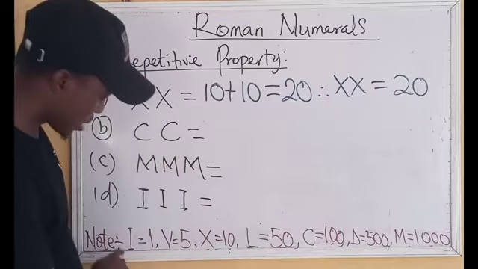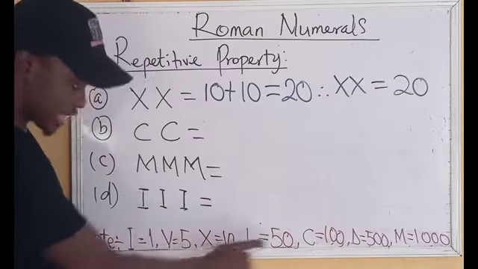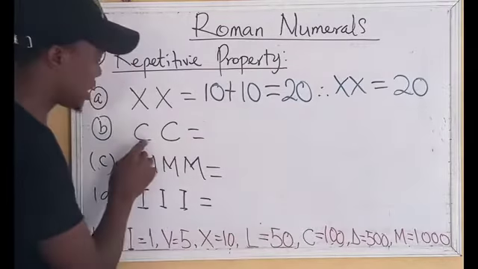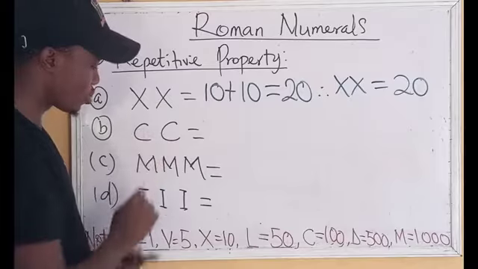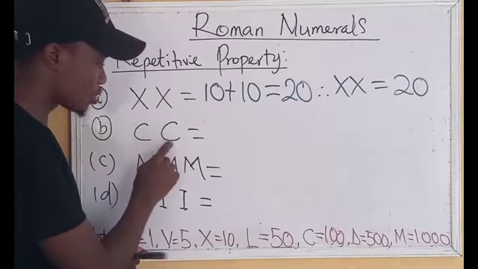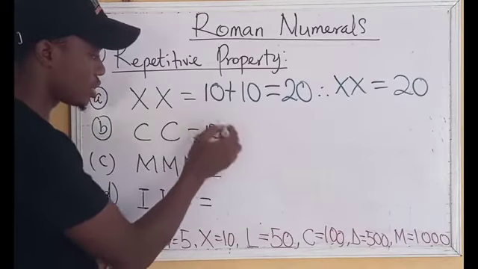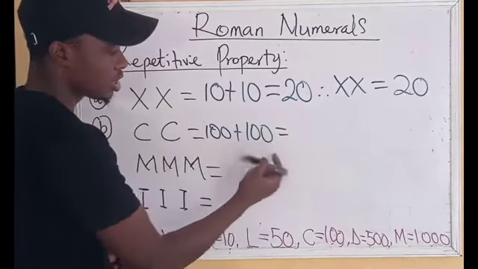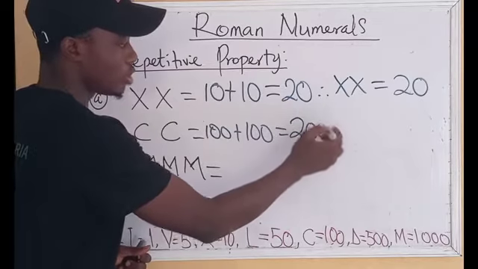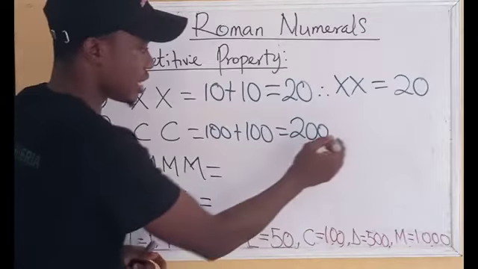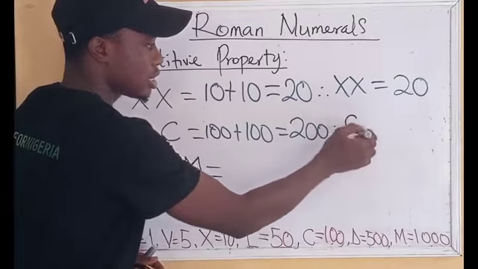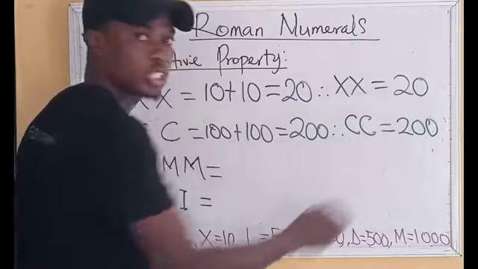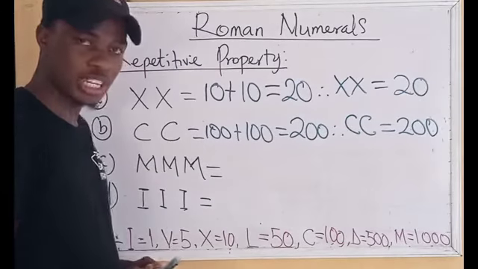Now we go further to the next question, CC. You can see that we have C. What is C? C is 100, and that means C is repeated 2 times. So it will be 100 plus 100, and we are going to have 200. So this implies that CC equals 200. I believe you are getting it.